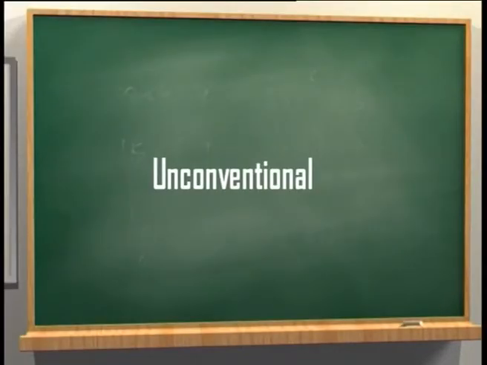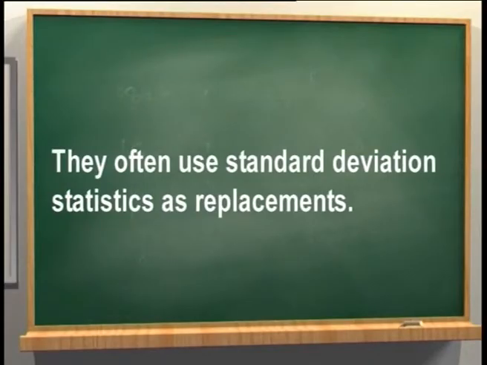Unconventional. Most applied statistical studies do not actually find the variance of a population. Instead, they often use standard deviation statistics as replacements. Because of this, most of the statistical world does not expect variance to play a role in statistical analysis. One outcome related to this fact is that most statistical computer software does not take in variance as input.